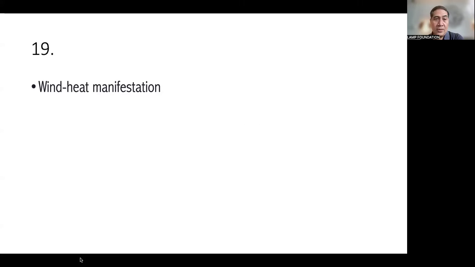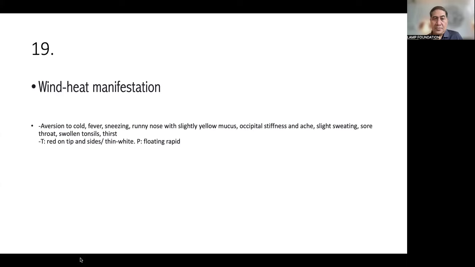Obviously, wind cold. What about wind heat manifestation? There's aversion to cold, fever, sneezing, runny nose with slightly yellow mucus, occipital stiffness and ache, slight sweating, sore throat, swollen tonsils, thirst. The tongue is red on tip and sides with thin white coating, and the pulse is floating and rapid. Very good.